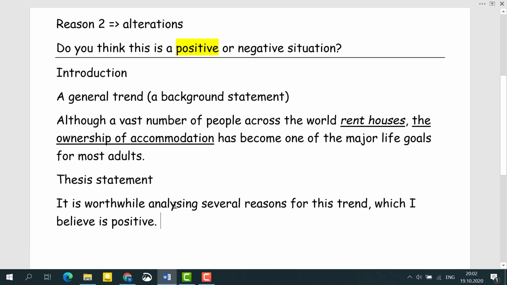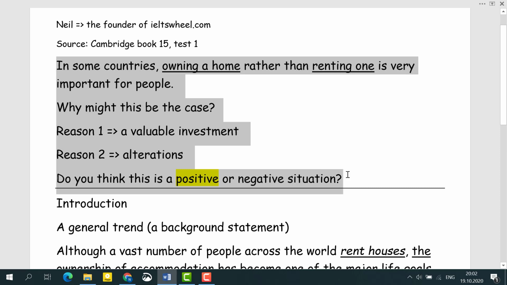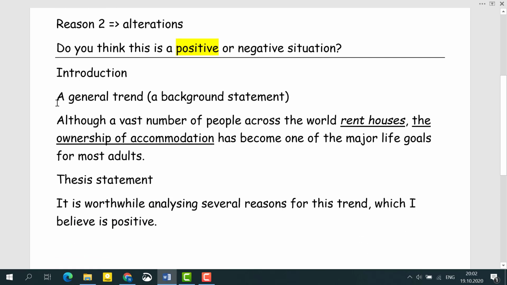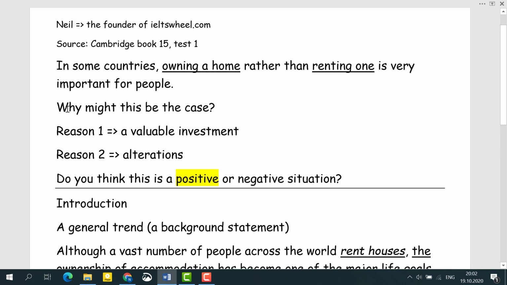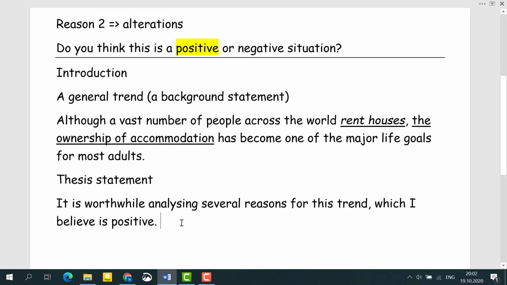That's it. So as you can see, my introduction consists only of 2 sentences, a general trend, a background statement, and the thesis statement. And if the examiner looks at this part, looks at my introduction, he'll say, yeah, sweet as Neil, you have answered each part of this essay prompt. Okay, you deserve a high band. Okay, so here we go. I've already completed the introduction.